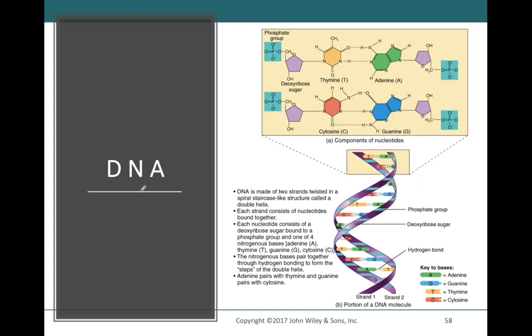This is DNA specifically, so we're looking at deoxyribose sugar. And then those nitrogenous bases are going to be found in the center, and they're going to be connecting to each other, forming different hydrogen bonds across the center of our nucleic acid.